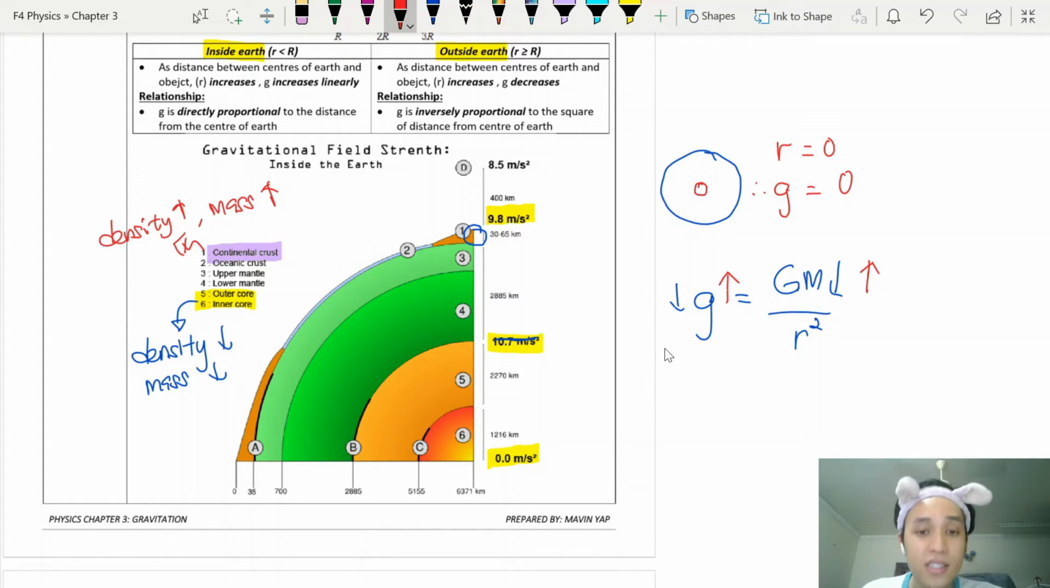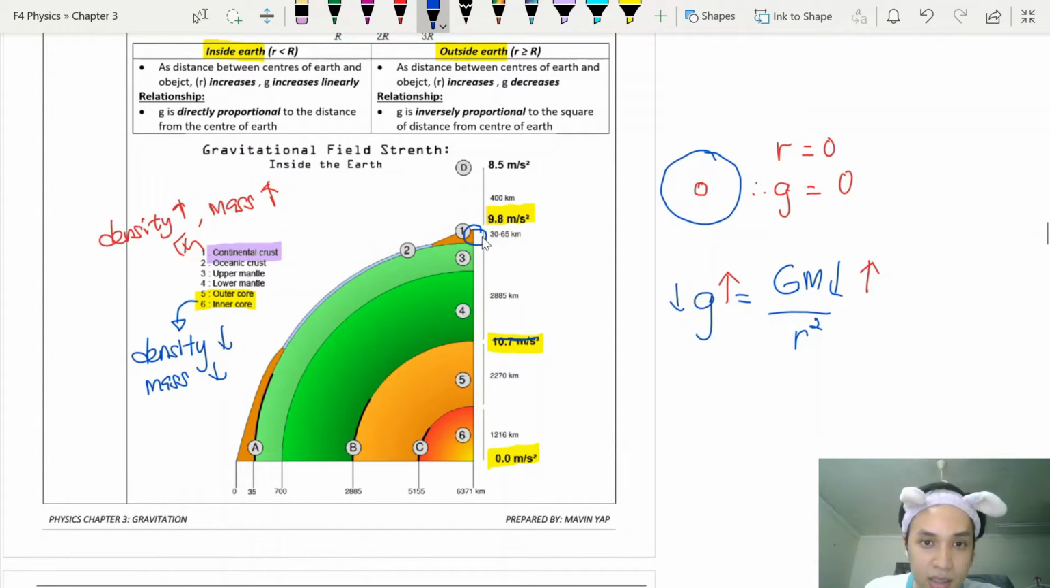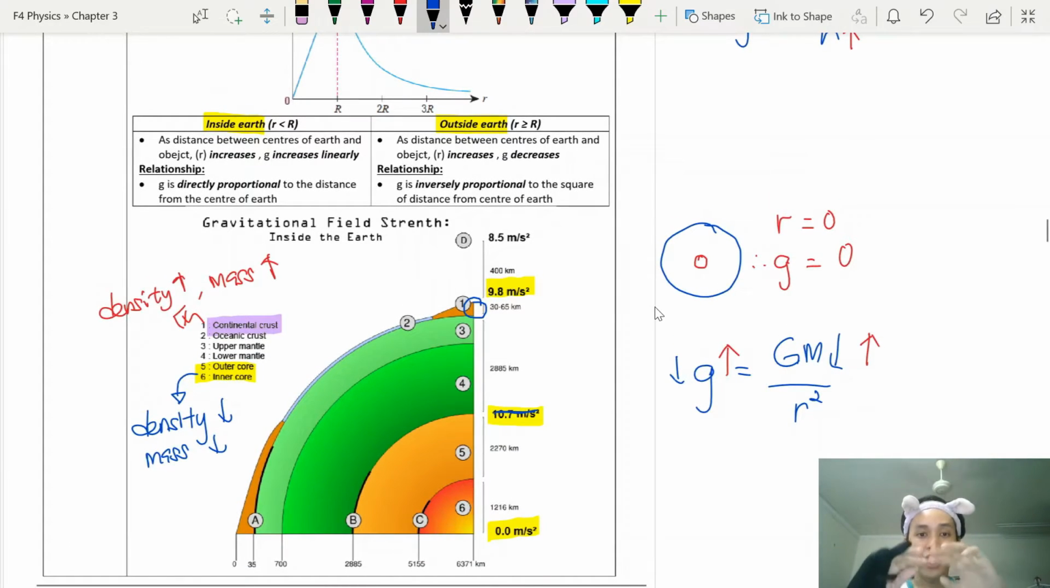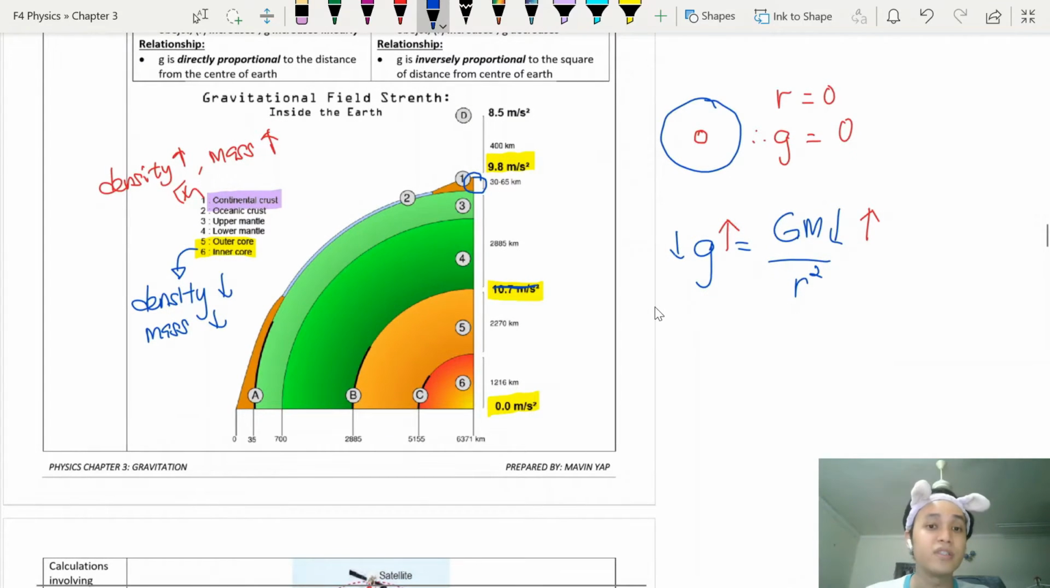Okay, so this is the reason why inside Earth, when you are moving from the core to the surface, meaning that the distance between the object and the center of the Earth increases, your gravitational acceleration also increases. It's because of this reason right here. So I hope that you guys can understand the meaning of this part.